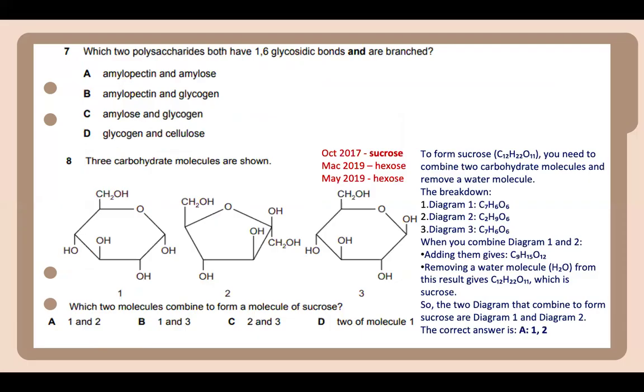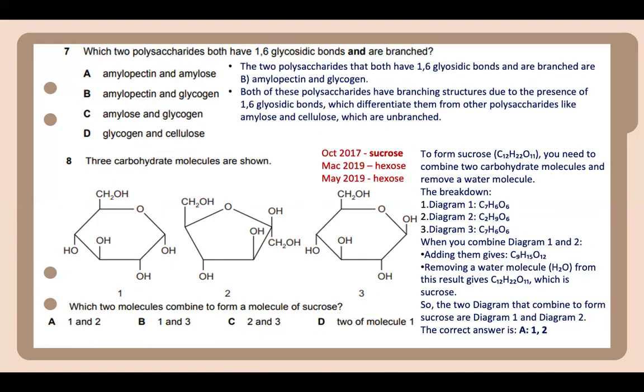Which two polysaccharides both have 1,6-glycosidic bonds and are branched? The two polysaccharides that both have 1,6-glycosidic bonds and are branched are amylopectin and glycogen. Both of these polysaccharides have branching structures due to the presence of 1,6-glycosidic bonds, which differentiate them from other polysaccharides like amylose and cellulose, which are unbranched.